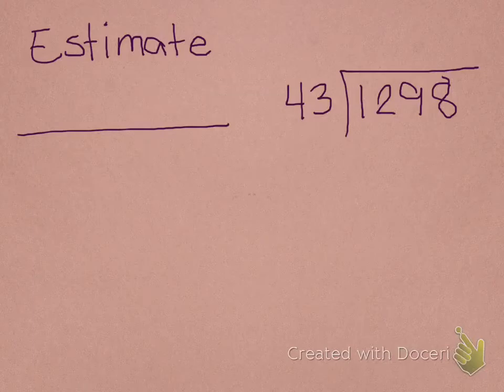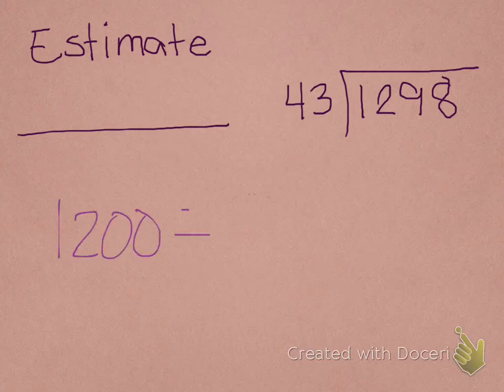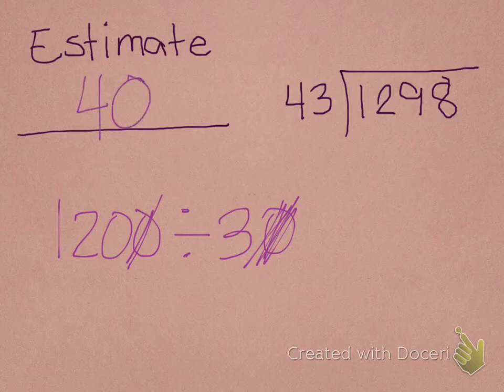Number 1 says estimate and then solve. So if I were to estimate, I would do 1,200 divided by 30. If I take away this 0, take away this 0, 3 goes into 12 about 4 times, then add that 0 back. So I would say my estimate is around 40.